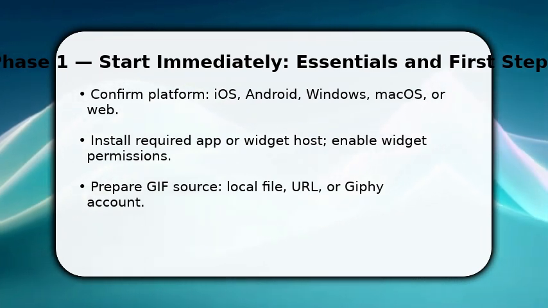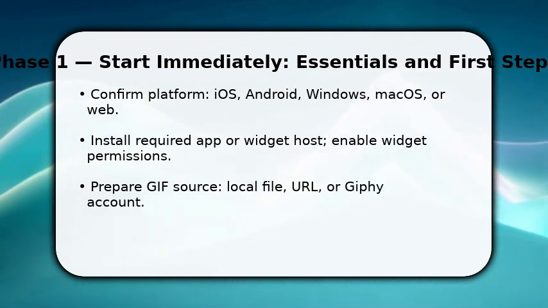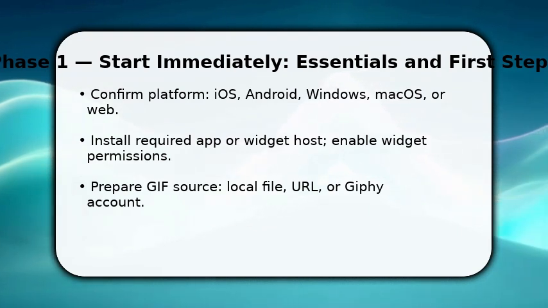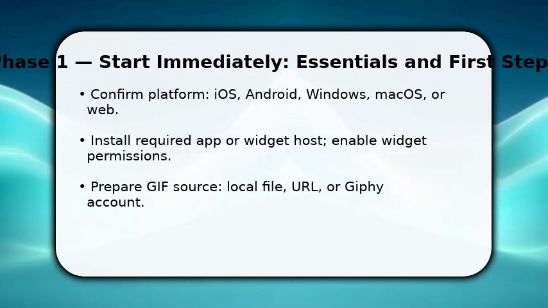Next, prepare your GIF source. Use a local file, a URL, or log into Giphy to save favorites. You should organize GIF into a folder or playlist. That makes selection and updates much faster. Make sure files are appropriate size to avoid lag.